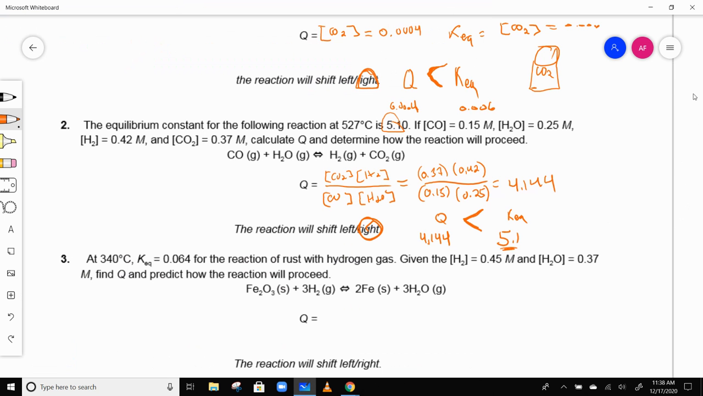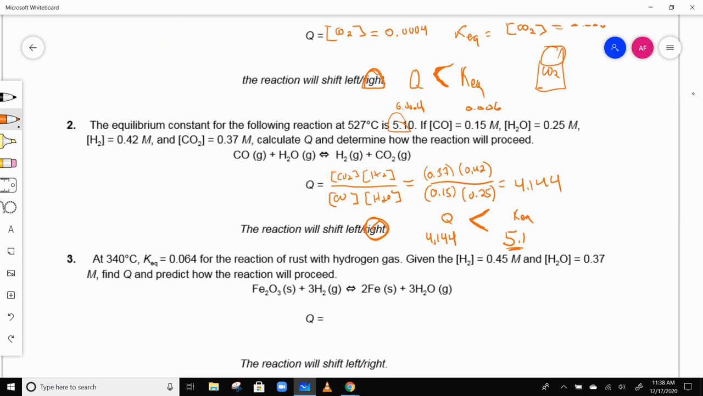Okay, number 3 here. So here we have a KEQ of 0.064. This is the reaction. These are the initial concentrations. H2 is 0.45. H2O is 0.37. Okay. Oh, did I miss something here? I forgot. We don't include solids in the equilibrium expression, so we don't have to worry about those. I didn't even see the S there for a second.